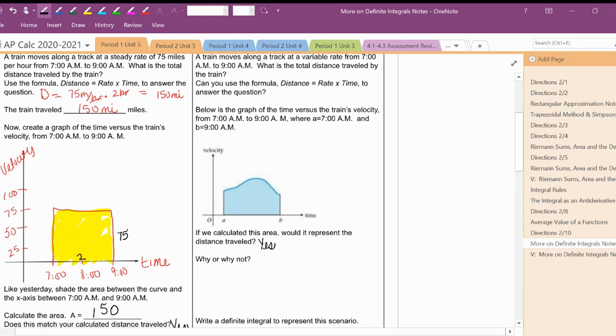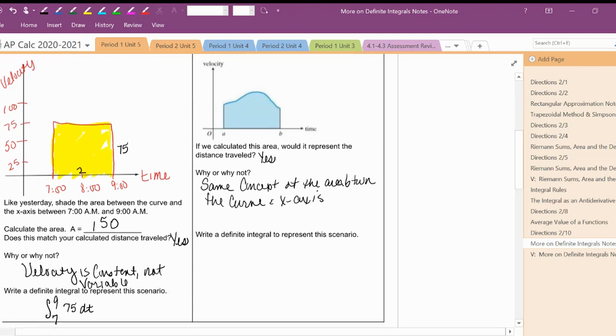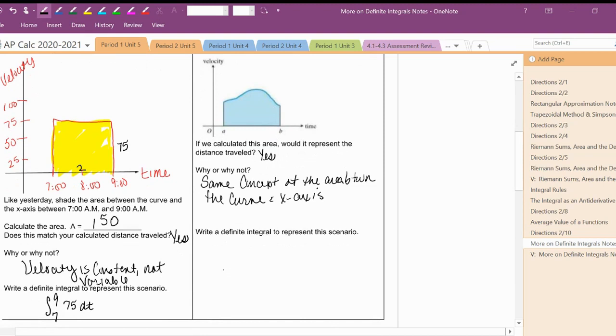The answer is yes. And why? Because this is the same concept of the area between the curve and the x-axis. And here we would write the integral from a to b of v of t dt.